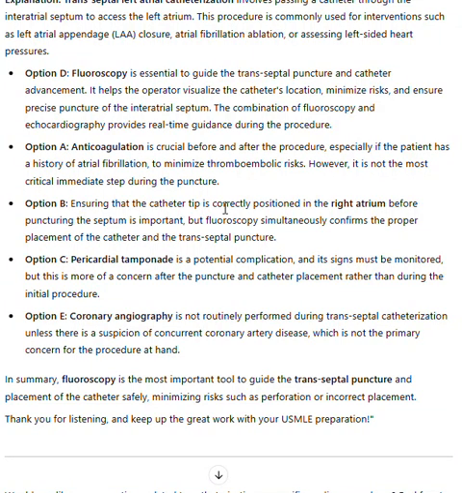Option A: anticoagulation is crucial before and after the procedure, especially if the patient has a history of atrial fibrillation, to minimize thromboembolic risks. However, it is not the most critical immediate step during the puncture. Option B: ensuring that the catheter tip is correctly positioned in the right atrium before puncturing the septum is important, but fluoroscopy simultaneously confirms the proper placement of the catheter and the transseptal puncture.